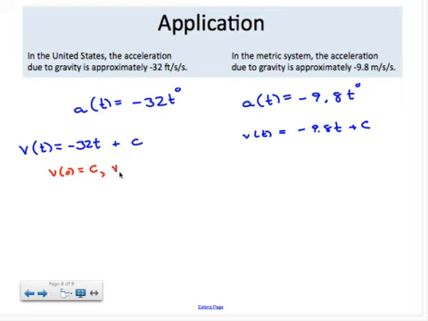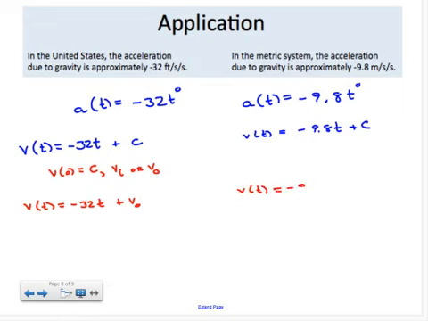Physics students probably write it as v sub i. Sometimes it's also written as v with a 0. This would be v initial. This is v naught, v at time 0. So we could rewrite the above equation as the velocity at time t is equal to -32t plus this number v naught or v initial, whichever one you like to use.